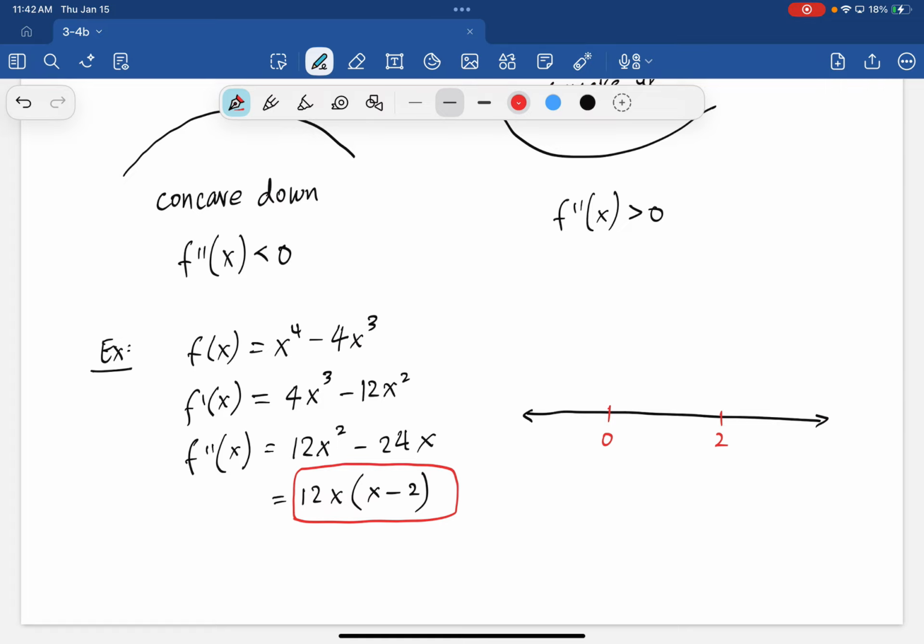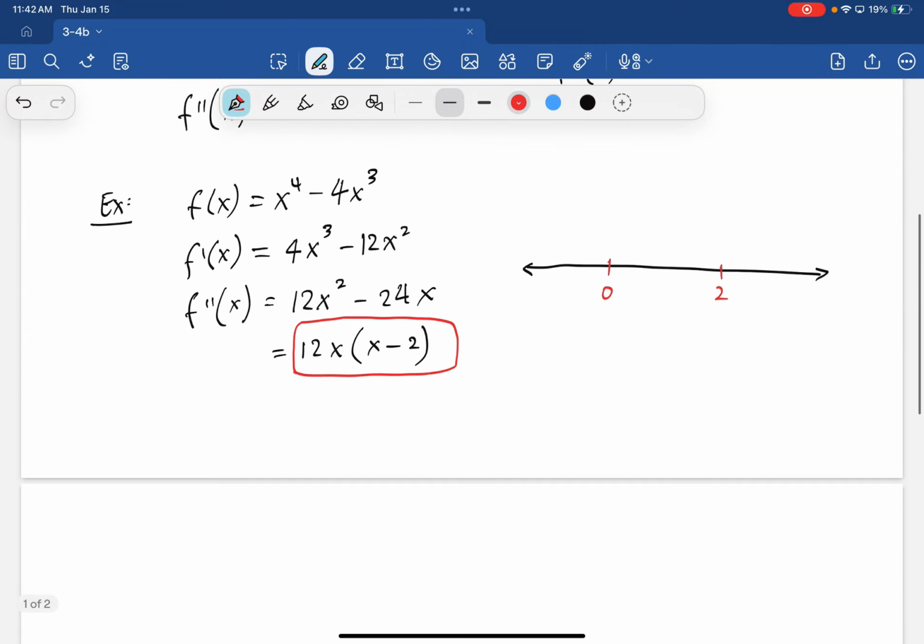Okay. And so that divides the number line into 3 different intervals that we can check each of these intervals for up or down concavity. Any questions about that? Okay, well, we can test each one of those intervals. So maybe first we can test the leftmost interval, so that's negative infinity to 0.